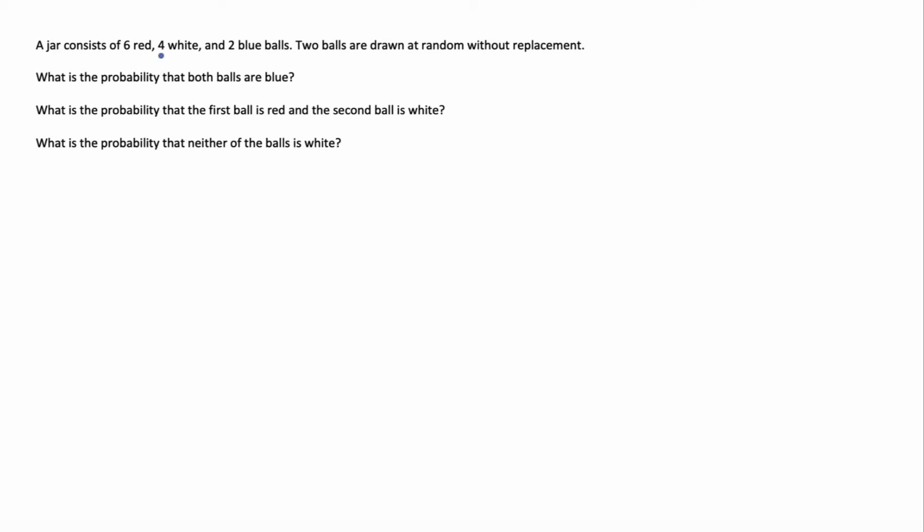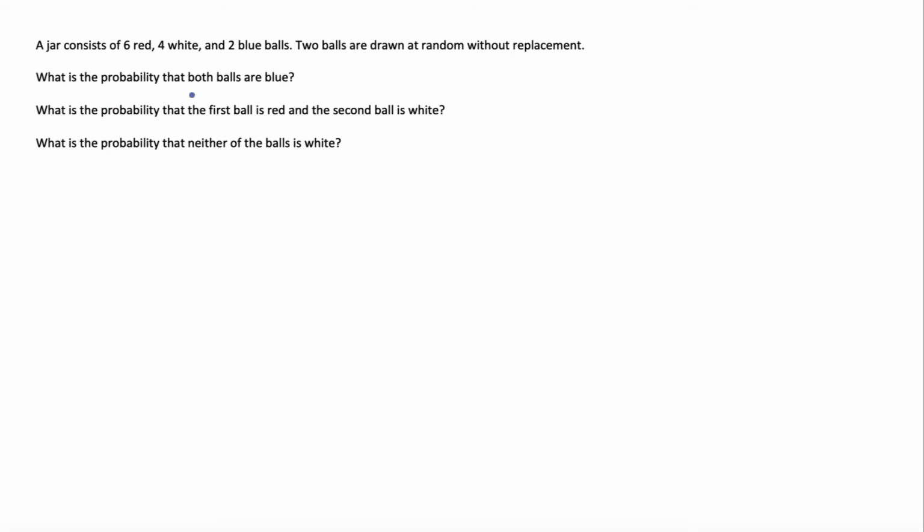A jar consists of 6 red, 4 white, and 2 blue balls, and 2 balls are drawn at random without replacement. All right, so what that means is, we're going to take one ball out of the jar. We're not going to put it back, okay? So after we take out the first ball, we're going to take out a second ball, okay? So we want to answer these 3 questions here.